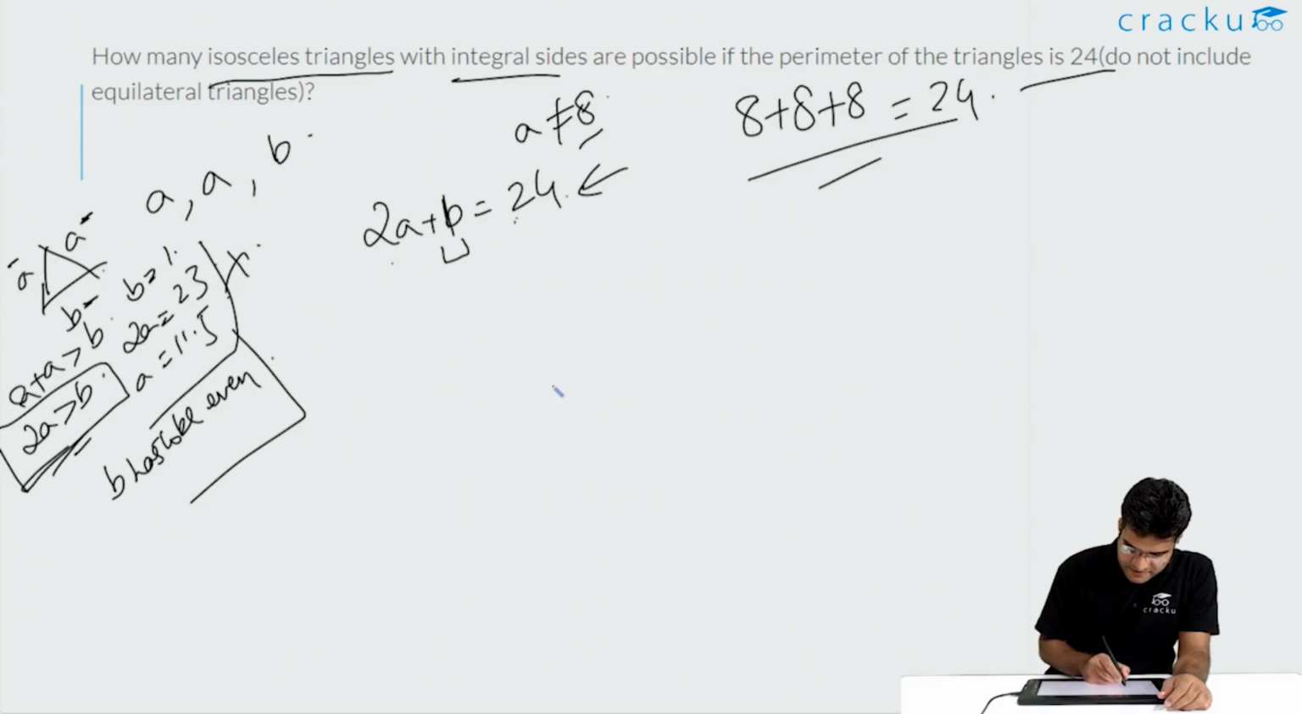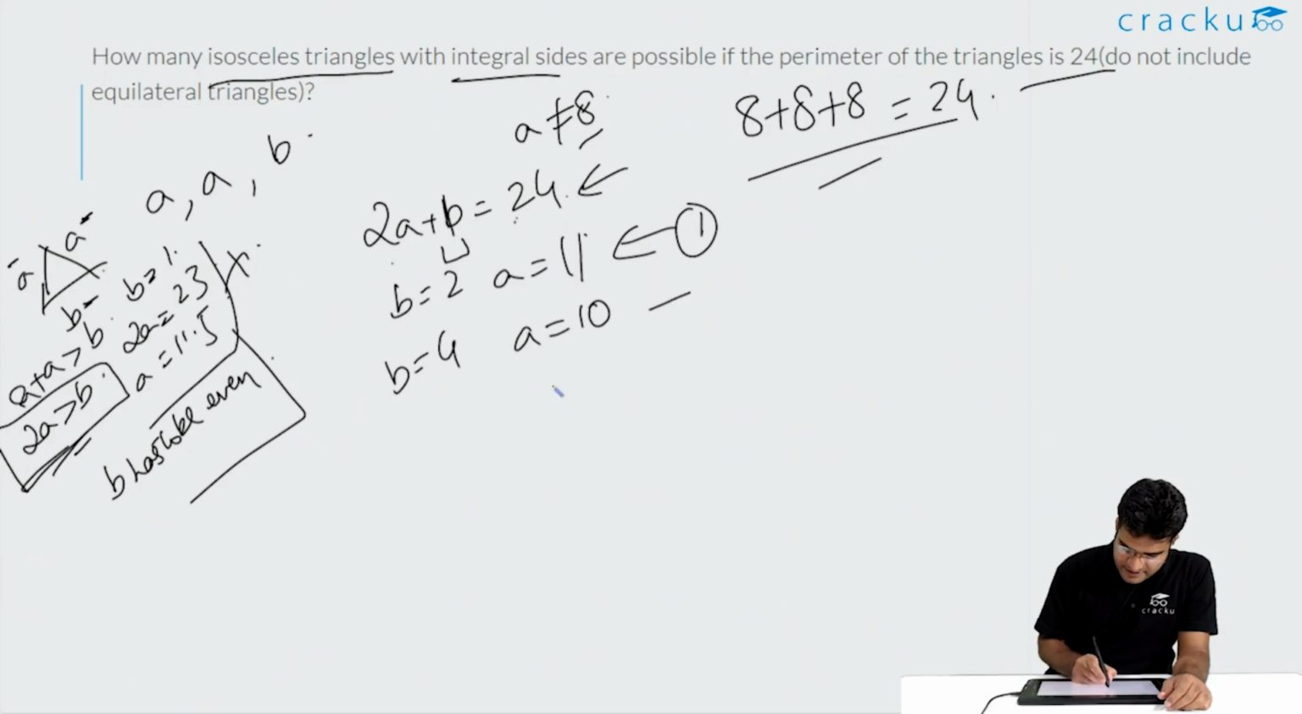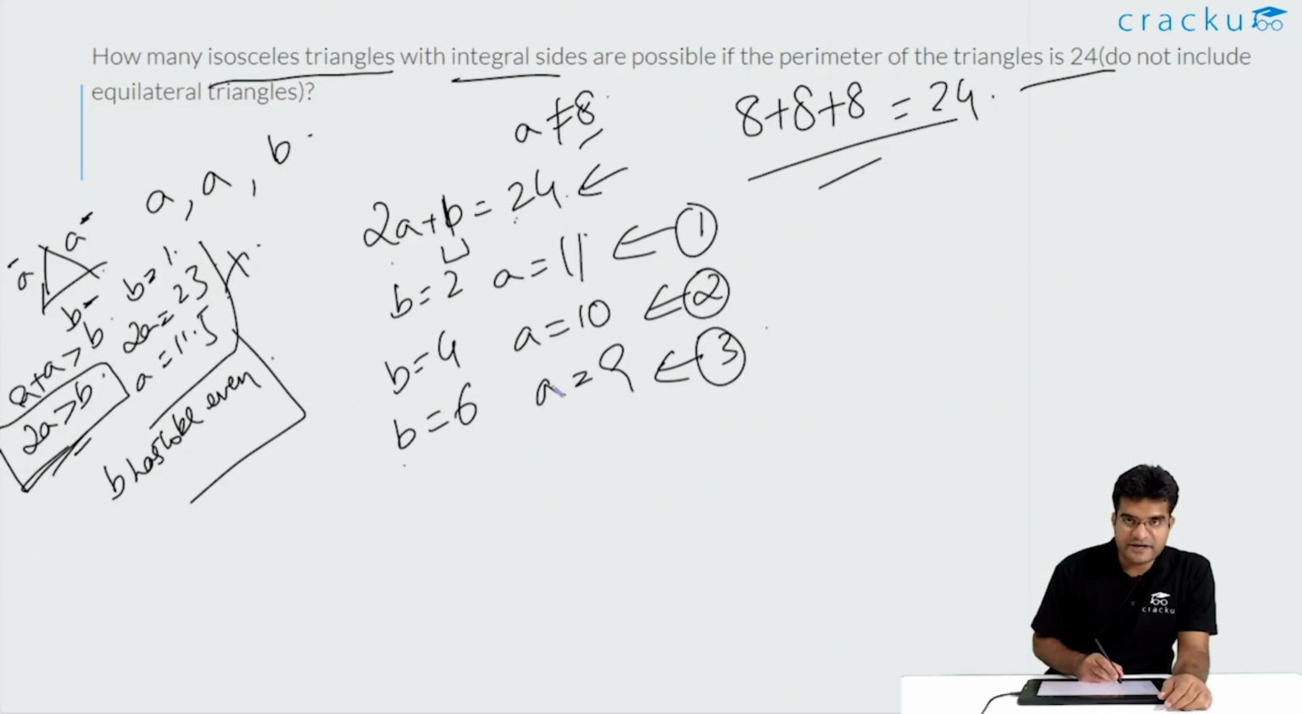So let us put first B is equal to 2. In that case, A is equal to 11. This is one solution. The second case is B is equal to 4, then A is equal to 10. This is the second solution. The third solution is B is equal to 6 and A is equal to 9. This is the third solution. We can't put B is equal to 8 as discussed earlier, because then A will also equal 8 and it will become an equilateral triangle. So B is not equal to 8.